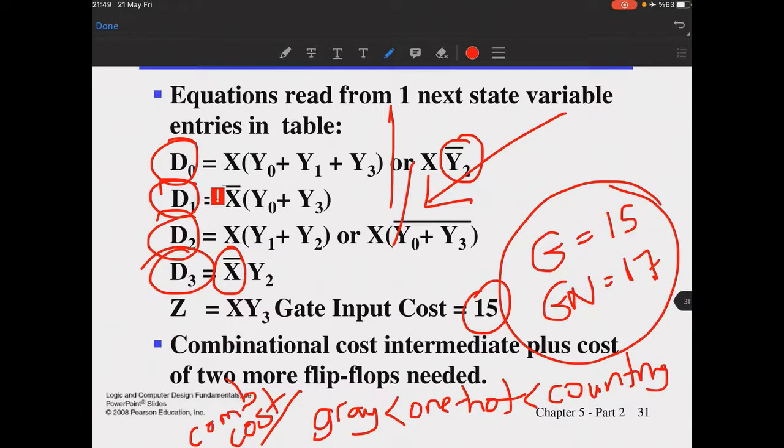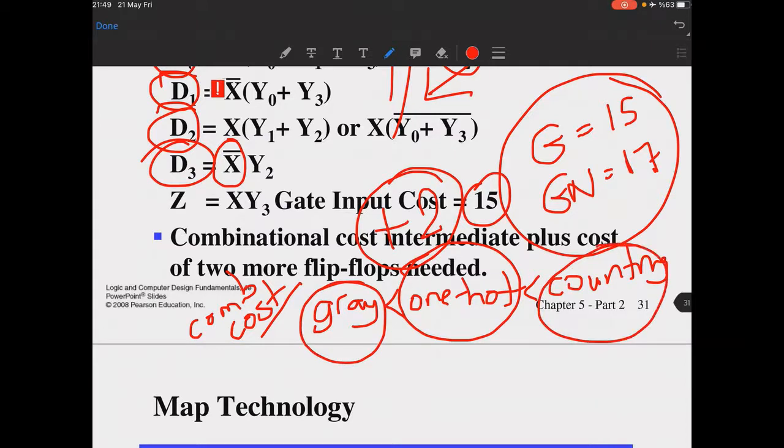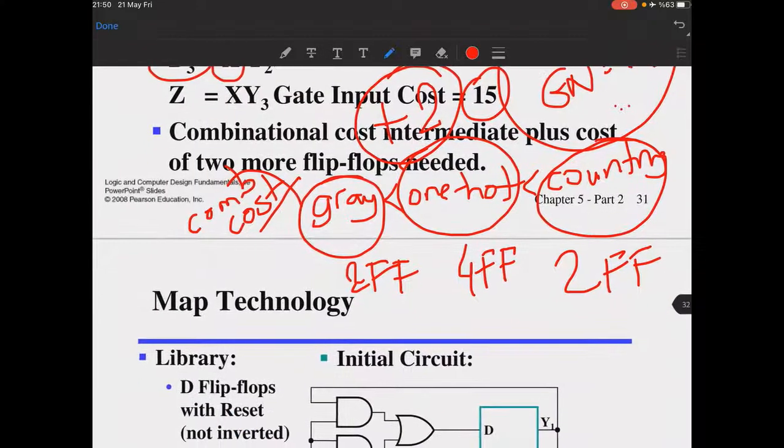But however, in one hot coding, you need to take into consideration that you have plus two flip-flops here. Okay, you also need to take this into consideration as well, because it is also another type of cost, right? In both of these, you have only two flip-flops right here for counting order and gray coding, but for one hot coding you have four flip-flops. So this is also another cost. Here we're only comparing combinational cost of the circuit. That's it.